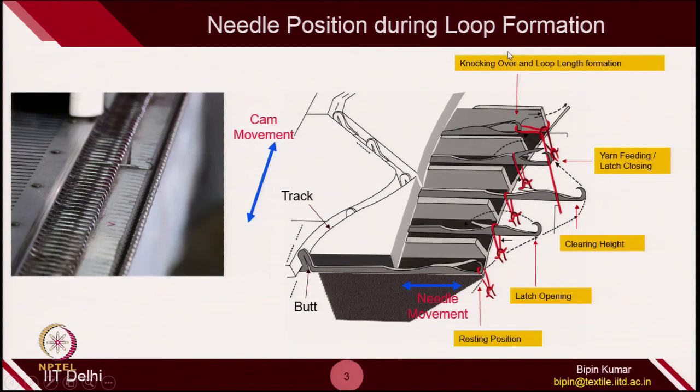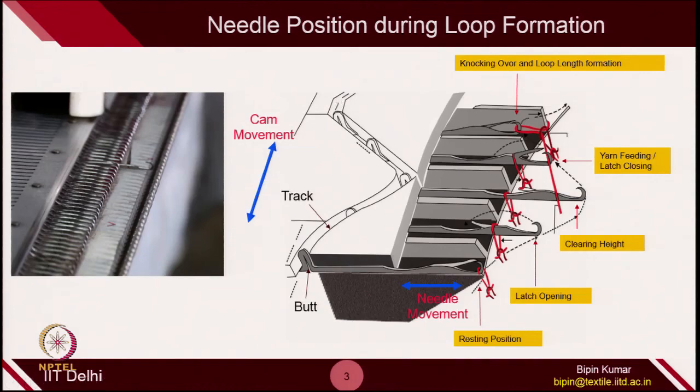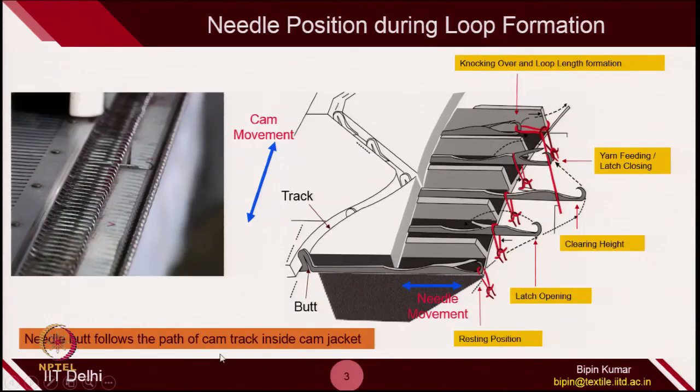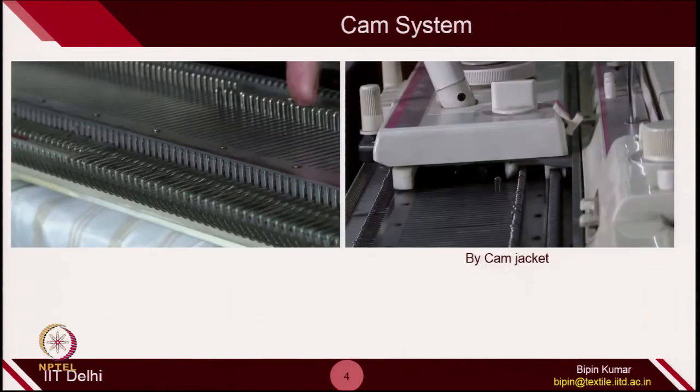So this kind of positioning of the needle is well designed because of the track which is provided by the cam jacket. So in this lecture we are going to understand why this type of track is designed and what its role is. The key takeaway from this particular point is the needle butt has to follow the path of the cam track inside the cam jacket. So it is the track which we have to design specifically to make sure the knitting is happening properly.